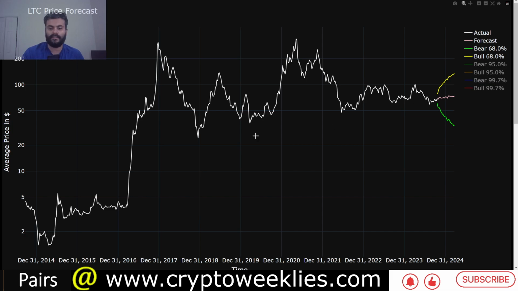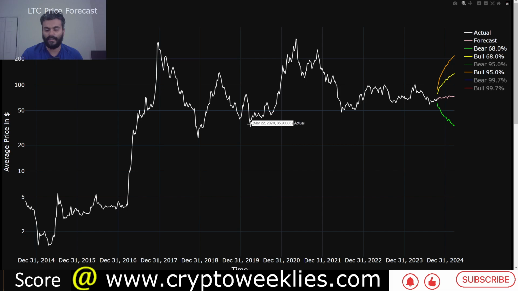If on the other hand crypto witnesses a euphoria bull run like Litecoin did in 2017, also parts of 2020 and 2021, the 2 standard deviation bull run for Litecoin and its forecast is between $87 and about $219. So those are the bullish scenarios.